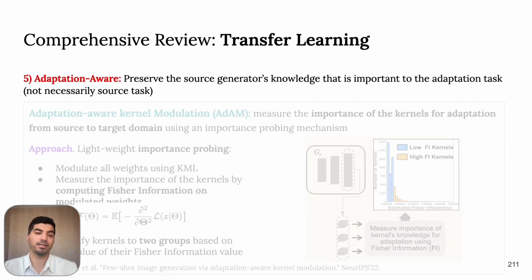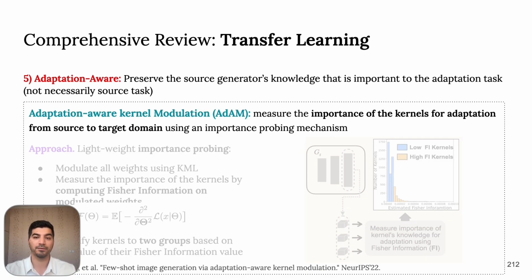The next subcategory is adaptation-aware approaches, and these approaches mention that to preserve the knowledge of the source domain, we should also consider the target domain. The idea is that, for example, if I want to adapt a source generator pre-trained on FFHQ to target domain 1, as an example anime painting, some weights and some source knowledge are important. And when I want to adapt the same generator to another target domain like sketches, another subset of source knowledge could be important. So I need to consider this adaptation itself instead of just considering the source domain.